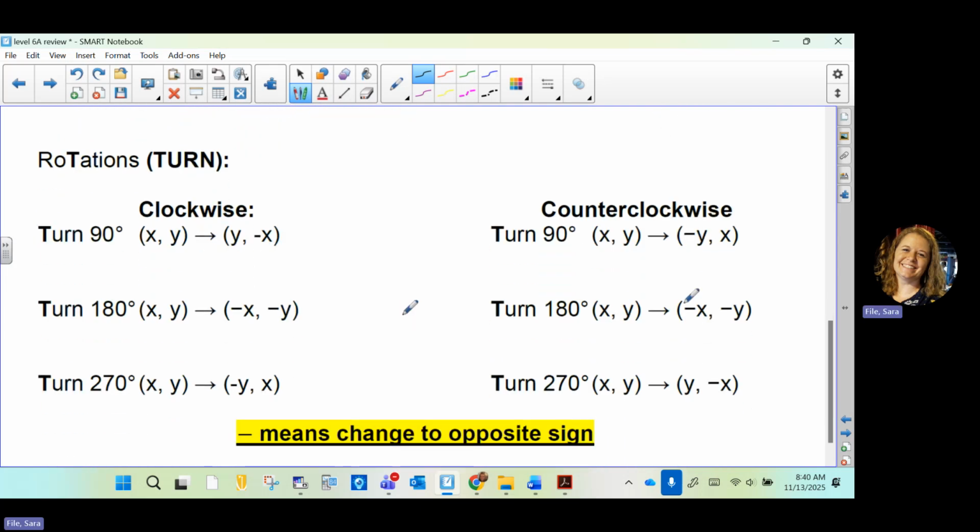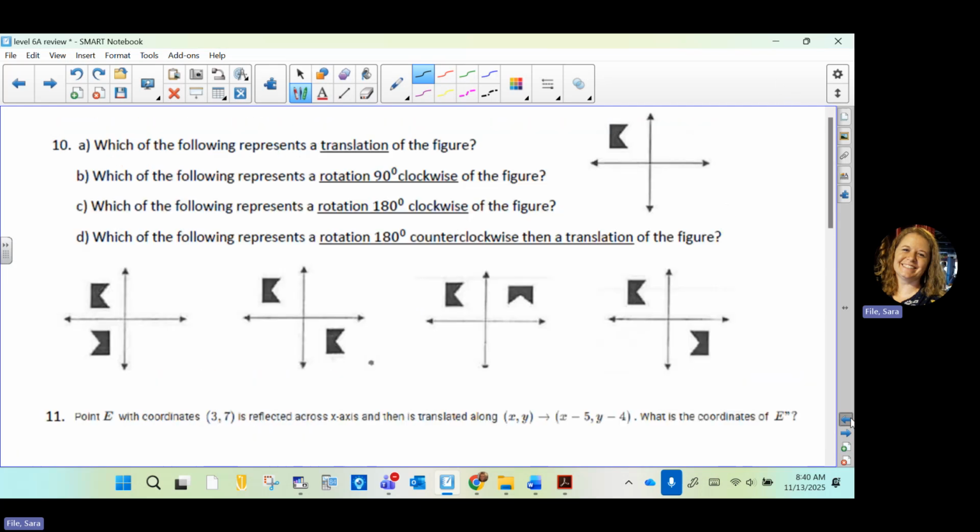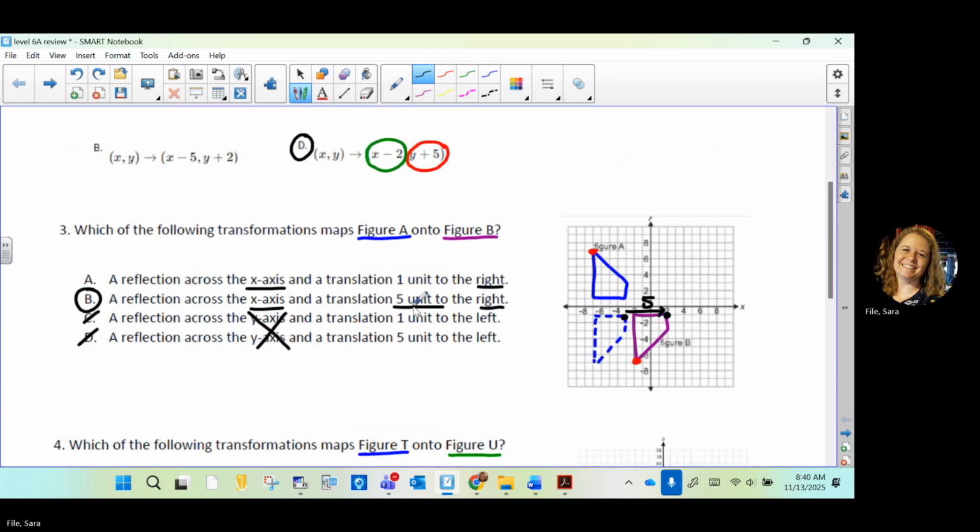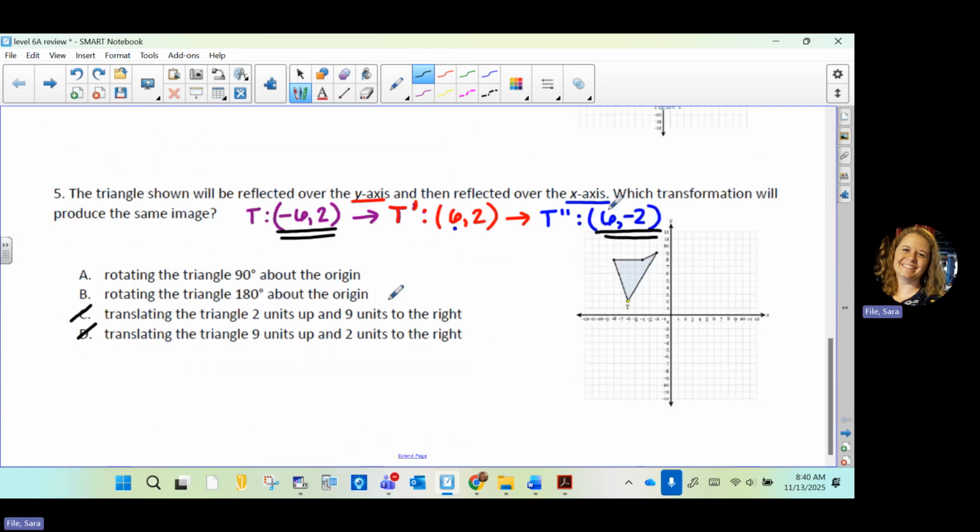So 180, look here. It doesn't matter if it's clockwise or counterclockwise, it's the same rule. Your x changes sign. Your y changes sign. Isn't that what we ended up doing with both reflections? That's the one. If you double check your 90, the x and the y switch locations in these rules. Our x and y did not switch locations. The 6 stayed in the x spot and the 2 stayed in the y spot. The only thing that happened was that they changed signs.